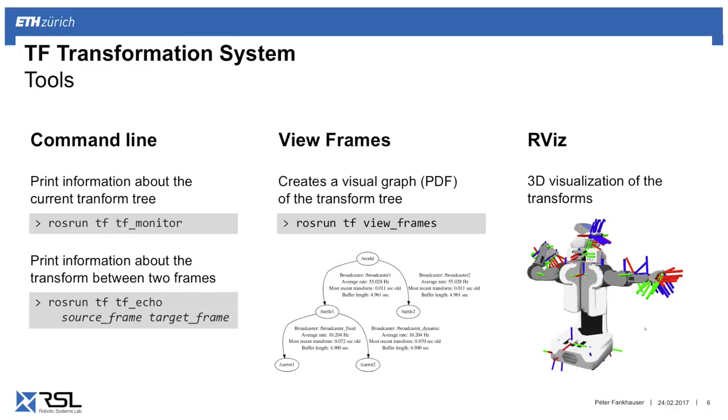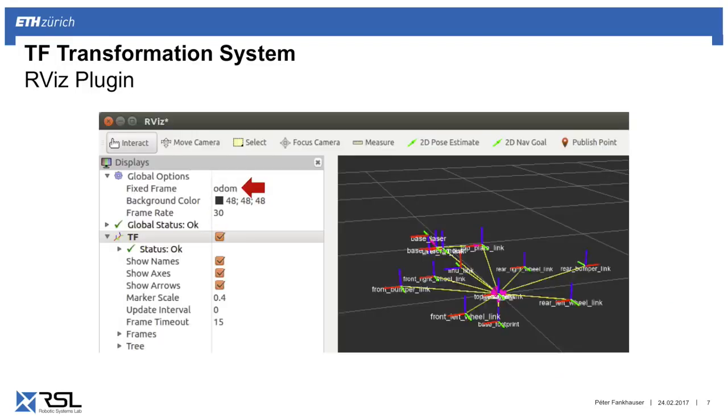And the most important is the TF plugin in RViz, where you can visualize these coordinate systems. To do that, you click on the bottom left on add and add TF. Make sure again here that your fixed frame is reasonable, a frame that exists. And then you can have several settings, and it would show you the transformation tree in 3D. It's a very convenient tool to check if everything is correct with your transformations.